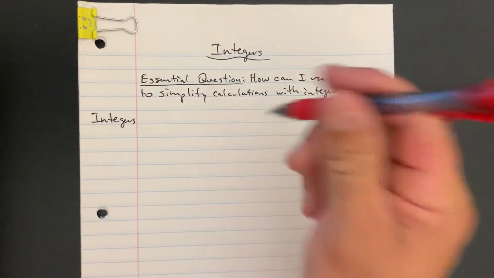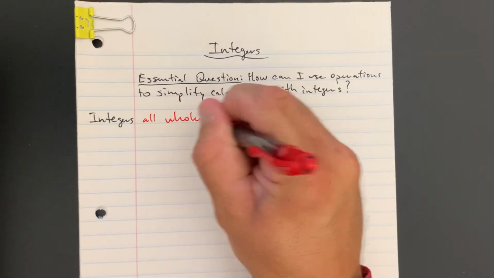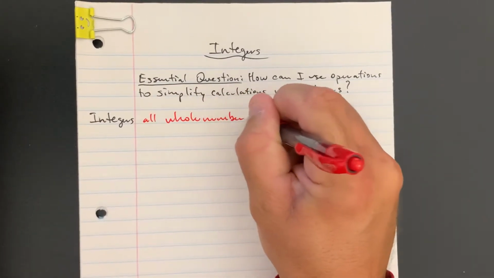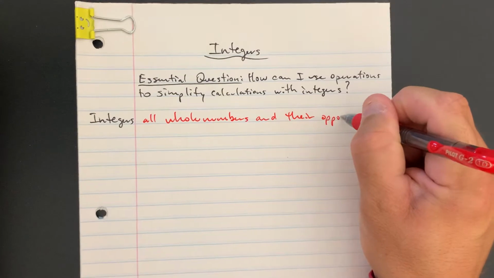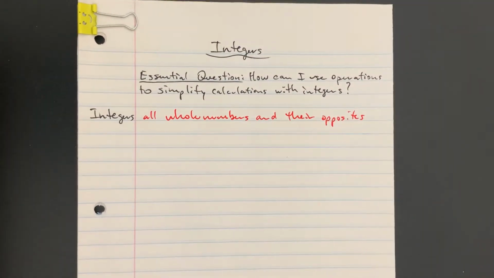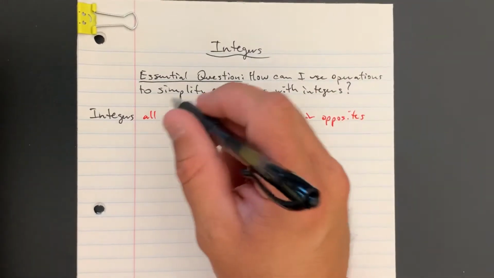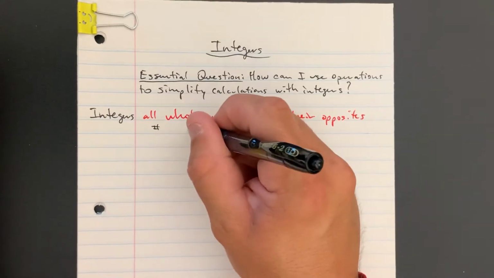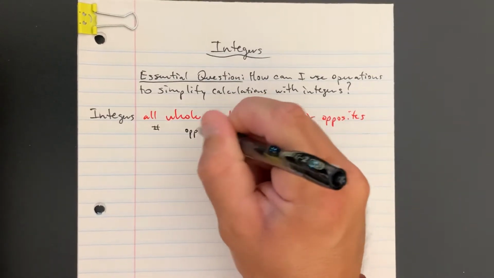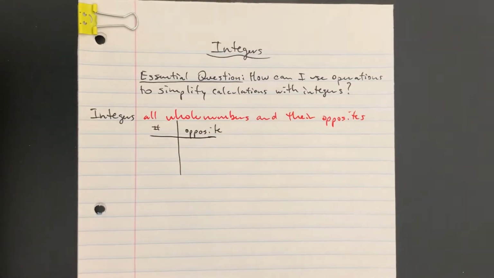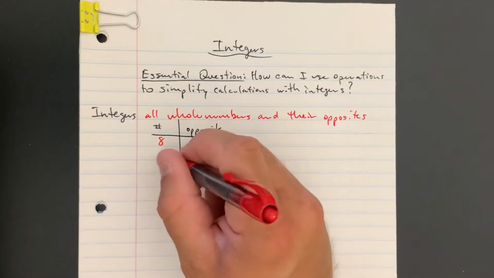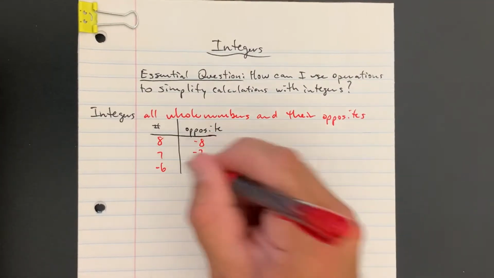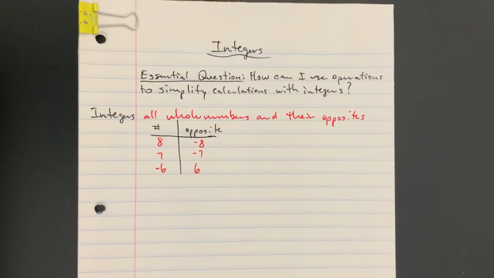Integers are all whole numbers and their opposites. Our whole numbers are the counting numbers starting with 0. All right, so if I made a little bit of a table here, and I have my number here, and then maybe its opposite over here, just to kind of review. Say the number is 8, its opposite will be -8. 7, -7. -6, +6.